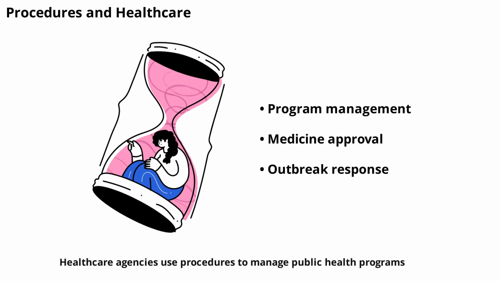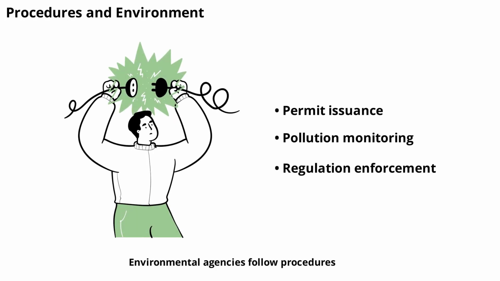Healthcare agencies use procedures to manage public health programs, approve medicines, and respond to outbreaks. These steps are critical for protecting public health and ensuring that services are delivered safely and effectively. Environmental agencies follow procedures for things like issuing permits, monitoring pollution, and enforcing regulations. These steps help protect natural resources and ensure that development is sustainable. Procedures also provide a way for the public to participate in environmental decisions.